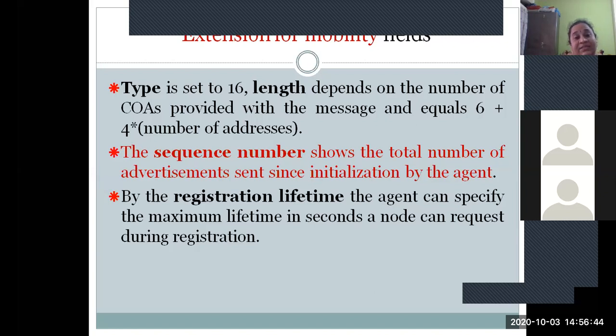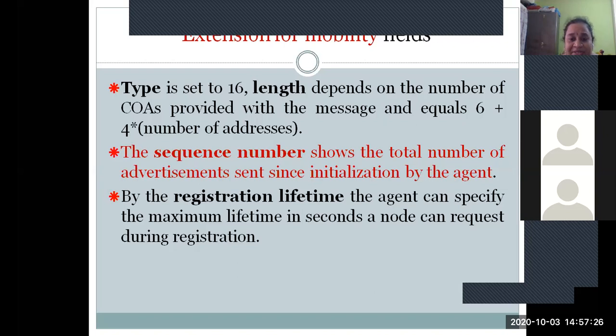Okay. And next one is sequence number. The next field is sequence number, which shows the total number of advertisements sent since initialization by the agent. So once the agent has initialized its communication, it identifies how many total advertisements have been sent. That sequence number is identified here. So right from the initialization, not from a single communication, right from the total initialization of the communication itself, how many advertisements have gone, not only between the two parties, but right from the origin of the communication, how many advertisements have been sent out. That will be given in the sequence number, right?